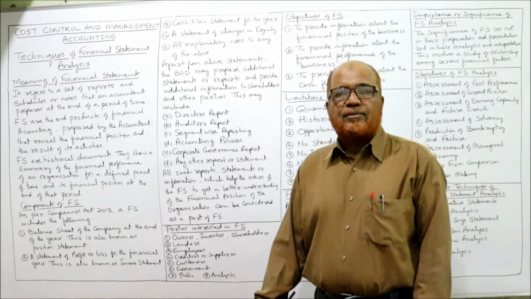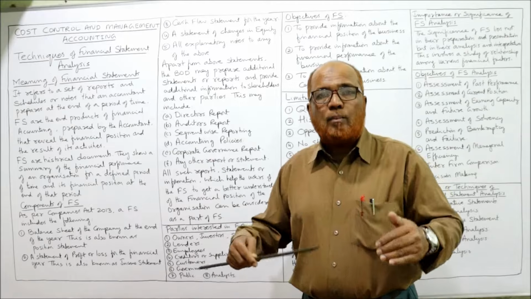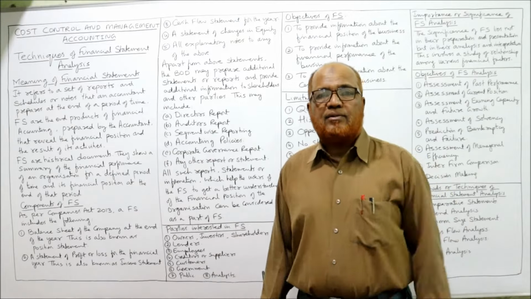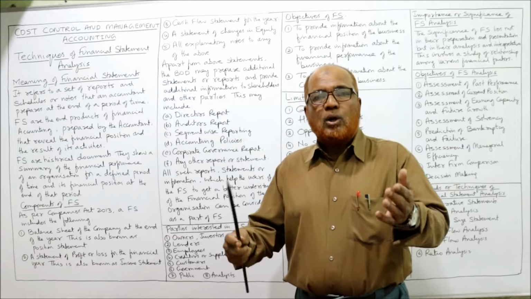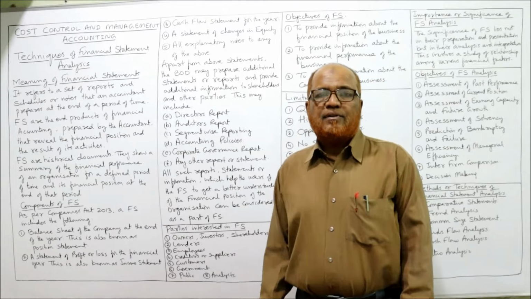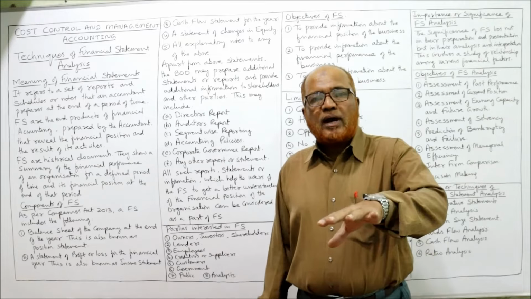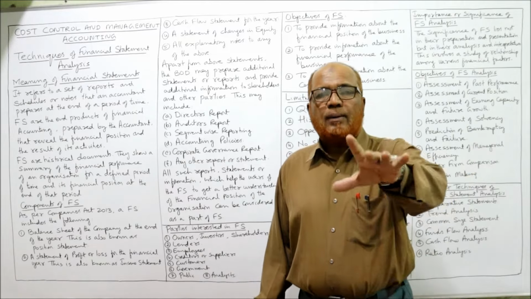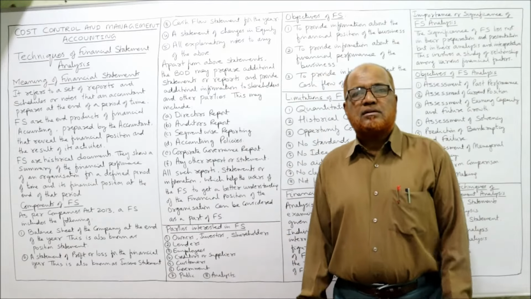Secondly, lenders. Nowadays, a business organization will borrow money from so many lenders. Example, bankers. Normally, every business will take a loan from bank, credit facility from the bank. So before extending the loan, the banker will find out what is the financial position of the business.